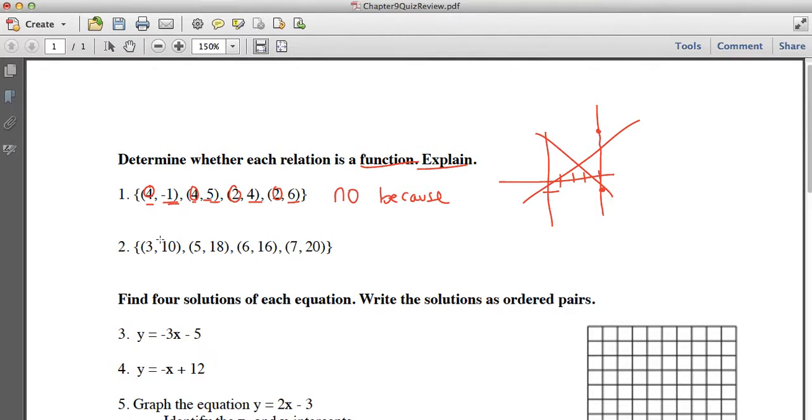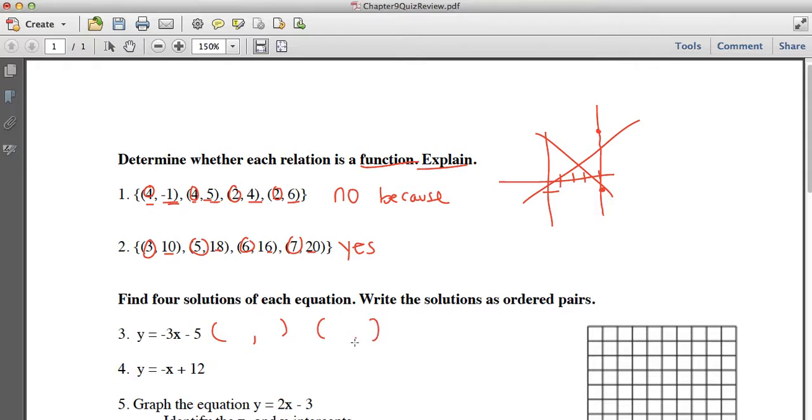For number 2, we have unique domain values, and that right there is a reason to say that yes, it is a function. Okay, we're just looking for no domain values to repeat. And if they do repeat, then they have to go to the same y value. Okay. For number 3, it says to find 4 solutions, and it says to write your solutions as ordered pairs.